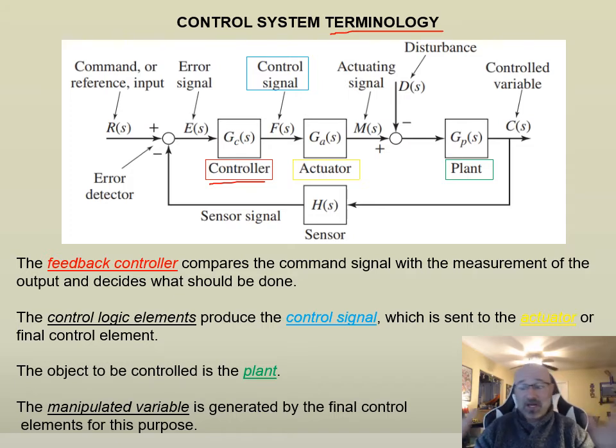If I have this and I have this and I see this here, what do I do next as a system? Do I move forward? Do I stop? Do I acquire data? So this is what our feedback controller is going to do, compare the command signal with the measurements of the output and decide which we should do next.